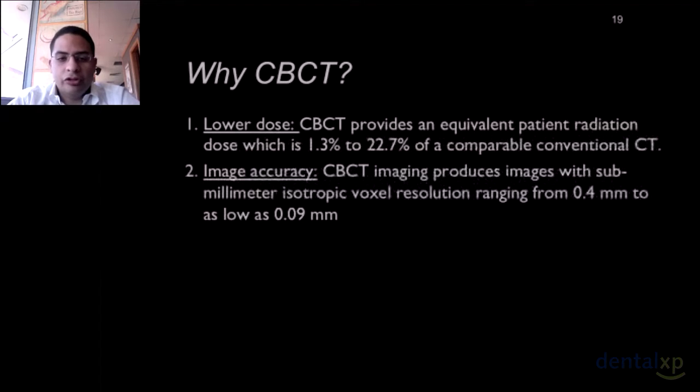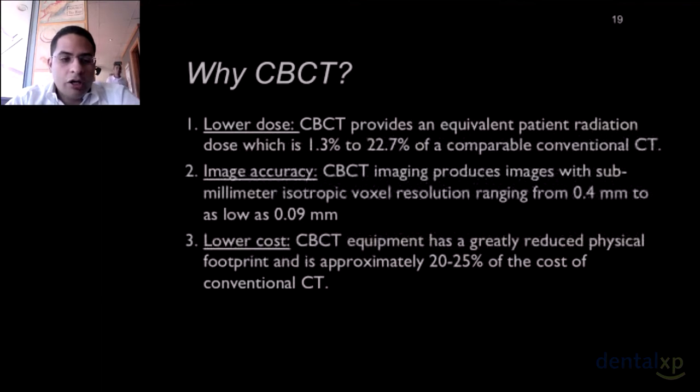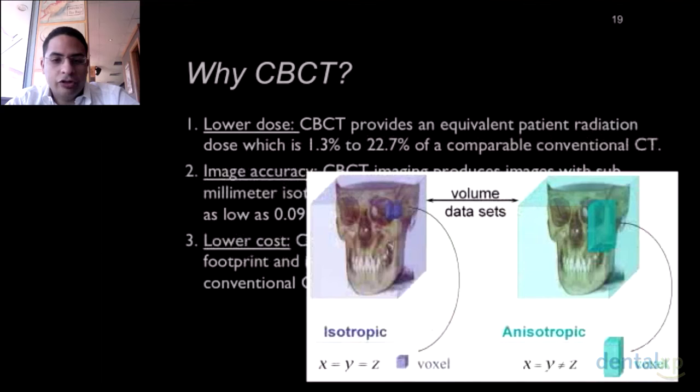The cone beam CT, as we said, has what we call a very small size submillimetric isotropic voxel resolution. It's ranging from 0.4 millimeter to as low as 0.09. So we have a better geometric or spatial resolution. Number 3 is the lower cost. CBCT equipment has a greatly reduced physical footprint, which is approximately 20 to 25% the cost of conventional CT.